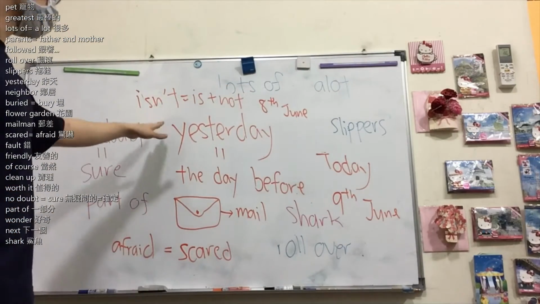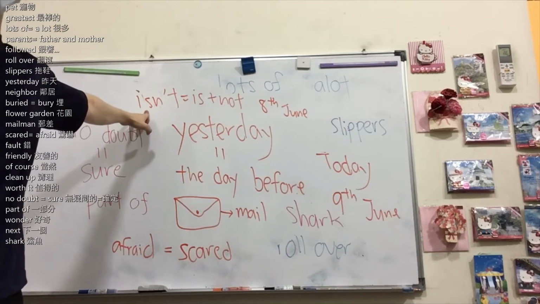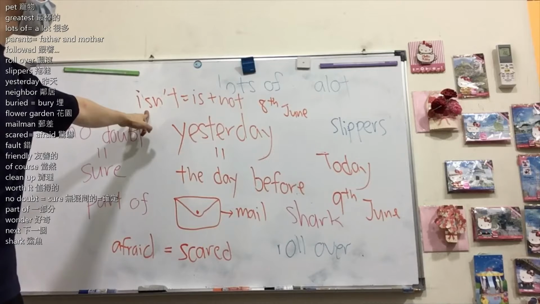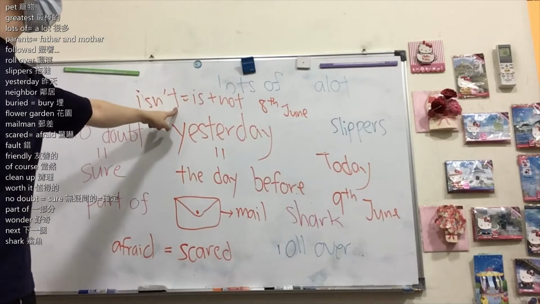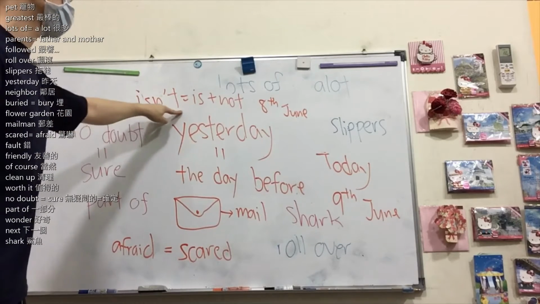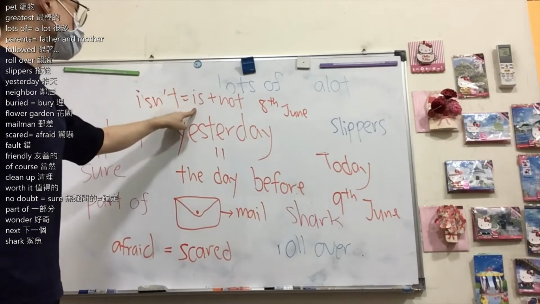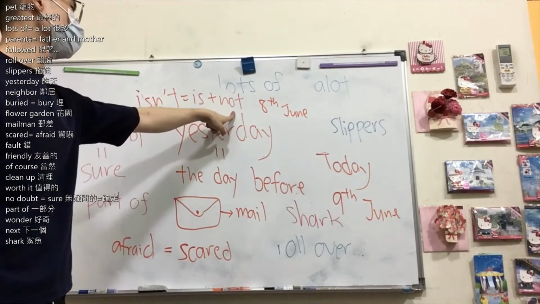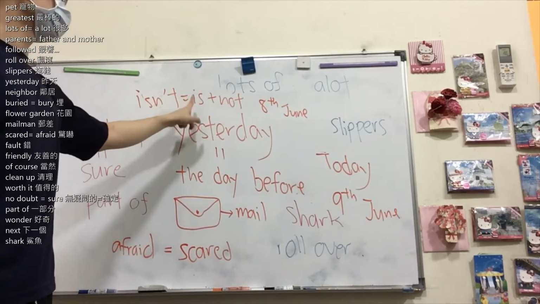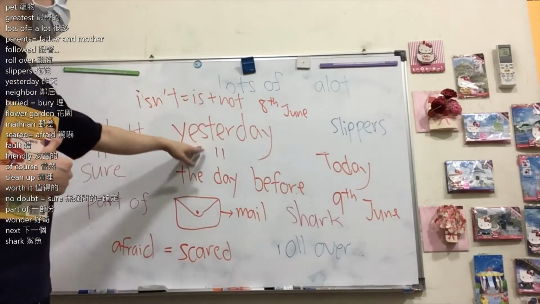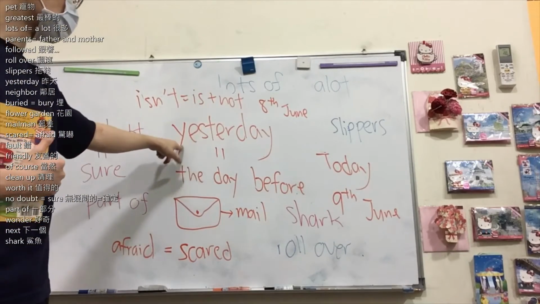Next, we have the word isn't. I-S-N apostrophe T. This word can be broken up into two words, and that is is plus not. Isn't and is not. We also have the word yesterday, right? Yesterday.